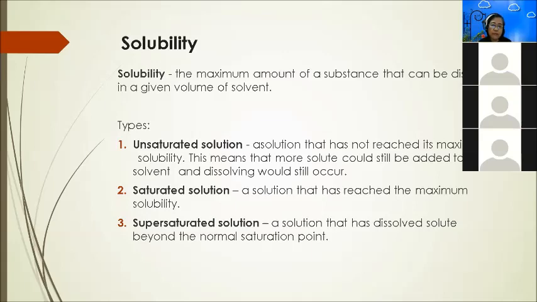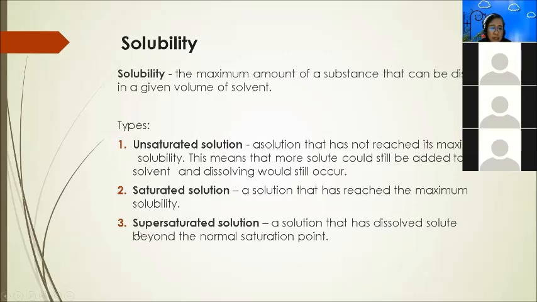Pagka nag-dissolve ka ng sugar, for example, or salt, or sugar na lang in water, pagka cold water siya, and then you reach the saturation point, di ba? And then you add more sugar, hindi na siya nadi-dissolve. Tama? But if you add heat to the solution, then nadi-dissolve na. So pag ganyan yung condition, then you have a supersaturated solution. Okay? Yun yung ibig sabihin.